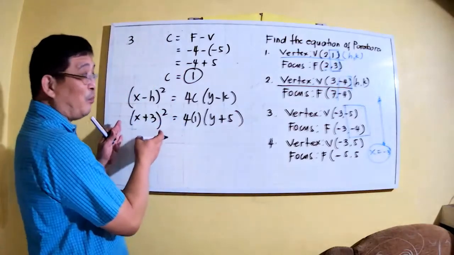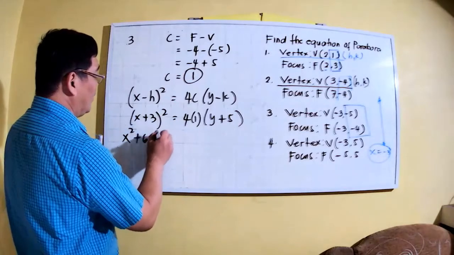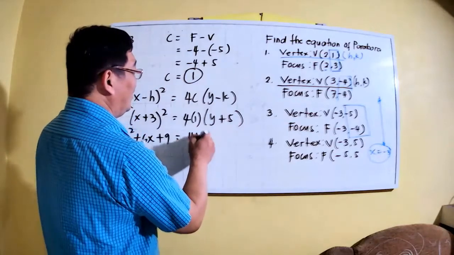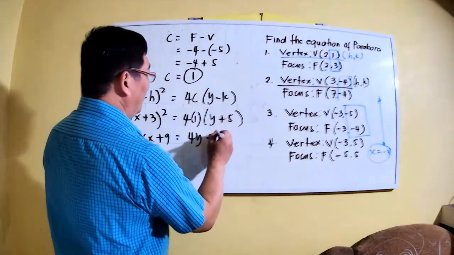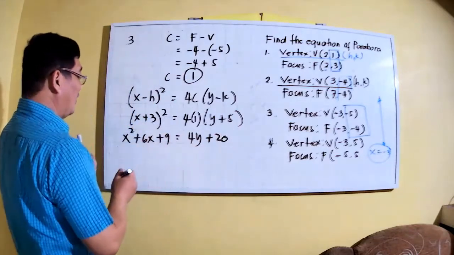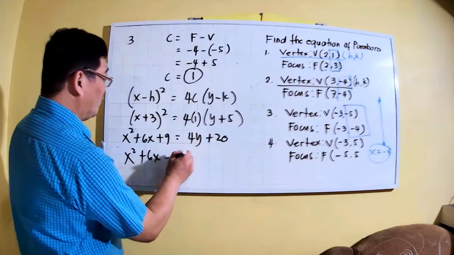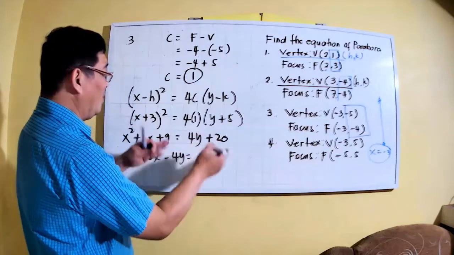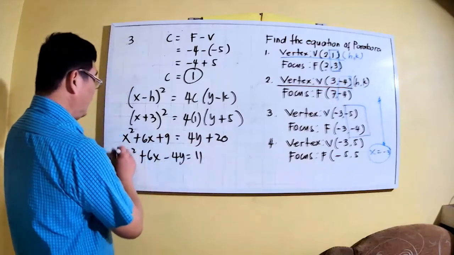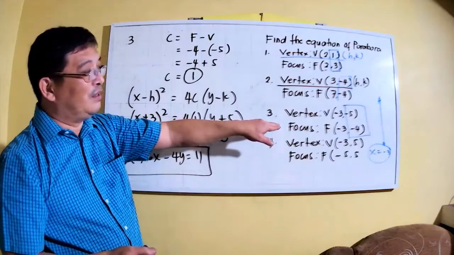And then expand using FOIL method. You have x squared plus 6x plus 9 is equals to 4 times 1, 4 times y, you have 4y, 4 times 5, you have 20. And then transpose this for y to the other side, you have here x squared plus 6x minus 4y. So yung constant sa kabila, 20 minus 9, you have 11. So this is the equation of a parabola at number 3.